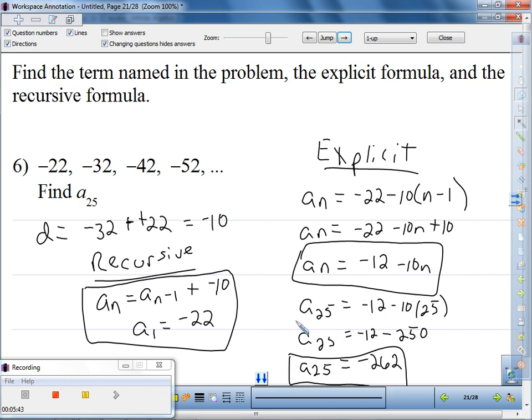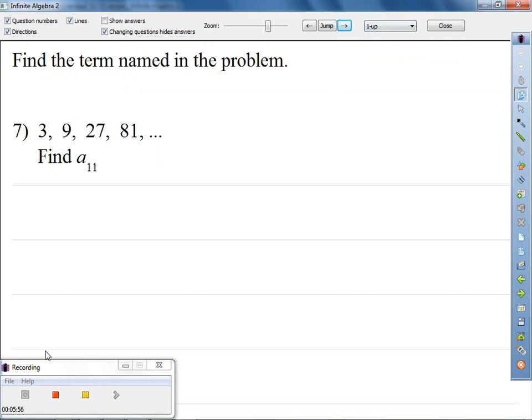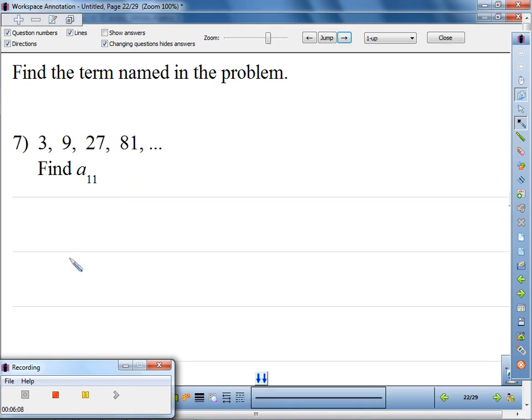Okay, so now we found the recursive, explicit, and the term for a sequence. This is actually an arithmetic sequence. Alright. Now, here in the 7th problem, we're doing the same process as far as finding explicit and recursive formulas, and then we're going to find the 11th term. Now, this particular one is going to be geometric.